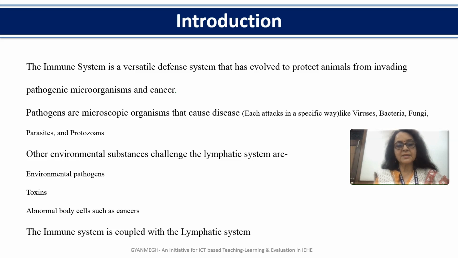The immune system is a versatile defense system that has evolved to protect animals from invading pathogens, microorganisms, and cancer. Pathogens are microscopic organisms that cause disease, like when a person is infected by viruses, bacteria, fungi, parasites, and protozoans. Other environmental substances that challenge the lymphatic system are environmental pathogens, toxins, and abnormal body cells such as cancers. So the immune system is coupled with the lymphatic system.